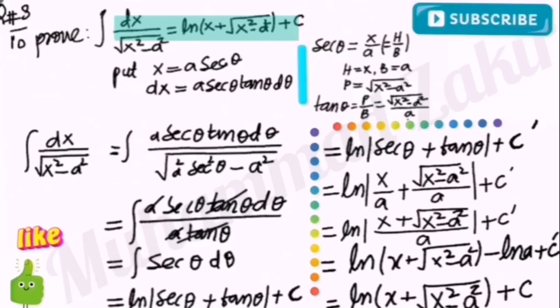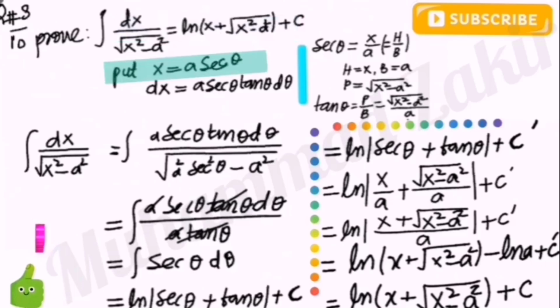Students, we have to prove integration dx by square root x square minus a square is equal to natural log of x plus square root x square minus a square plus c. First, we identify this form. If we see this closely, we are unable to find any such form from page 125 of FSc Part 2 book. Page 125 shows us some basic forms. It doesn't match with any of those basic forms. It means we will have to first transform it into basic form.